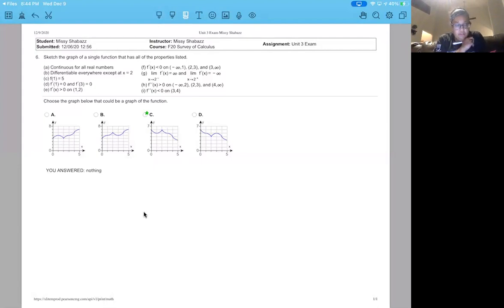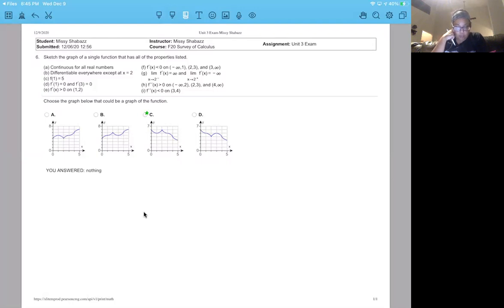All right, so this question asks you to sketch the graph with the following properties. The first one, part A, says continuous for all real numbers. All of them show continuous. It's differentiable everywhere except at x equals 2. All of them show it's differentiable except for x equals 2. All four of them have a little cusp. That's where it means it's not differentiable.